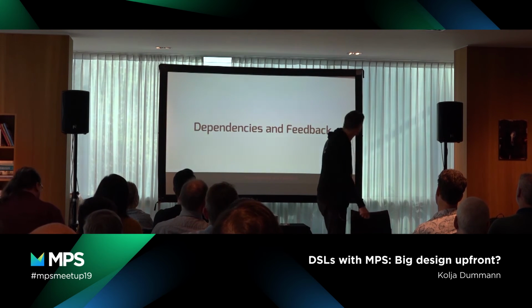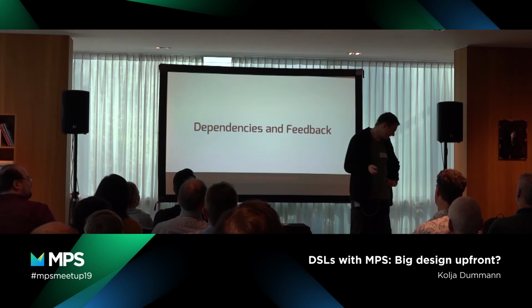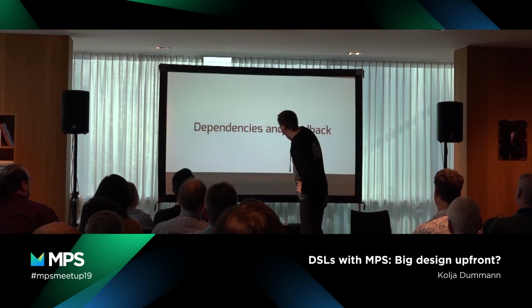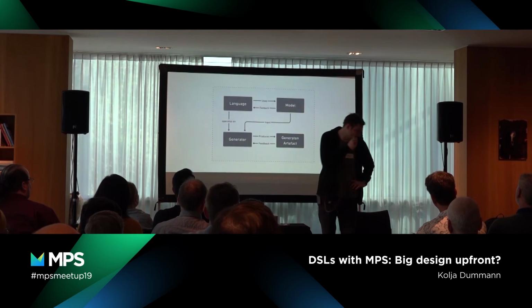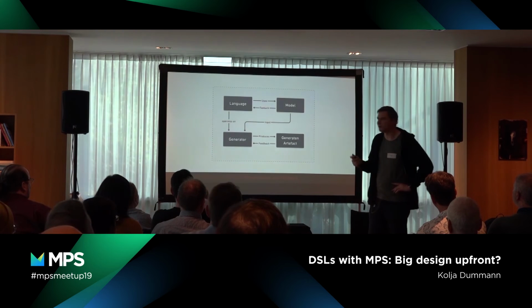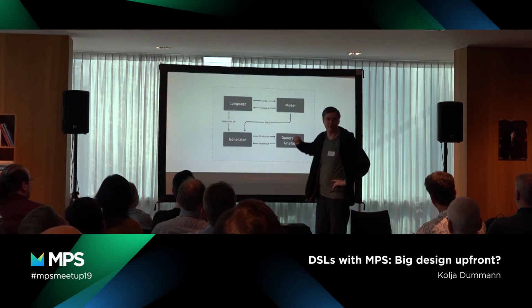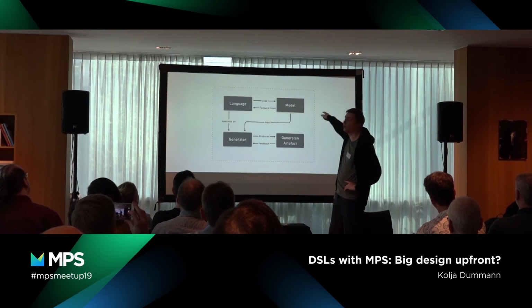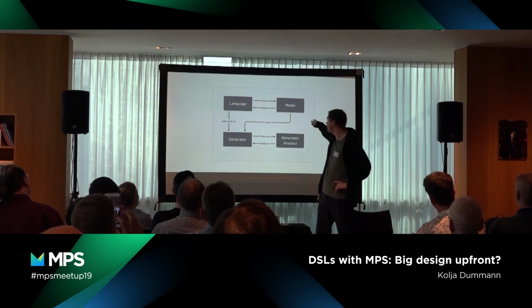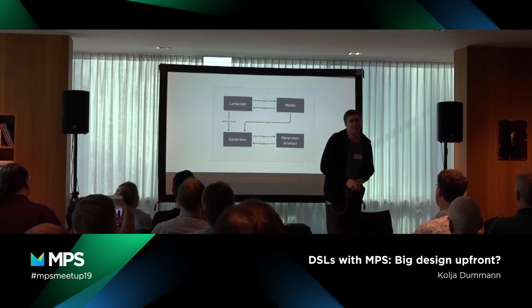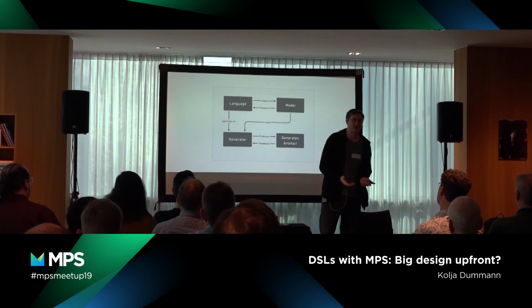Okay, then I will keep this quite short. So it's called dependencies and feedback, but it's actually about a bit different things. So thinking about what are the individual aspects of the thing that you ship. On the one hand side, we have your language. And then we have models that are created from that. So your users that use your language basically give you feedback if it's the right thing you built for them, right?